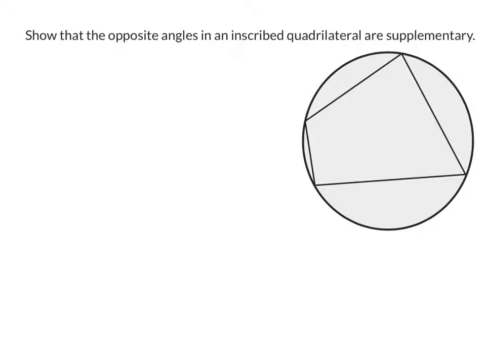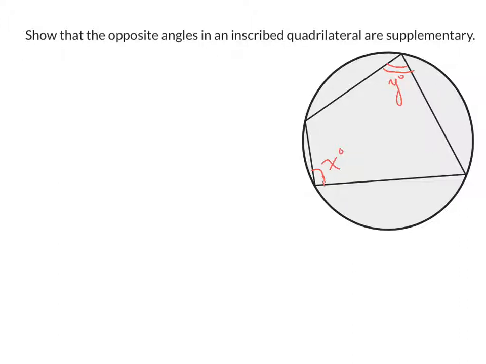Hello. In this video, we're going to prove that the opposite angles in a quadrilateral that's been inscribed are supplementary to each other. So I'm going to focus on that angle here and this angle here, and both of them are inscribed inside this circle. So let me call this angle x degrees, and I'll say that this angle is y degrees.